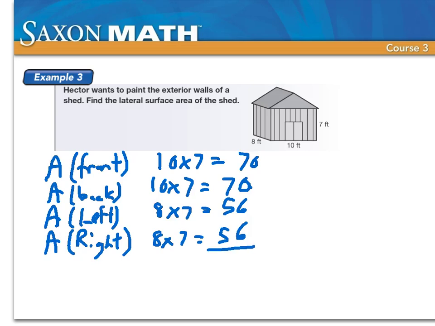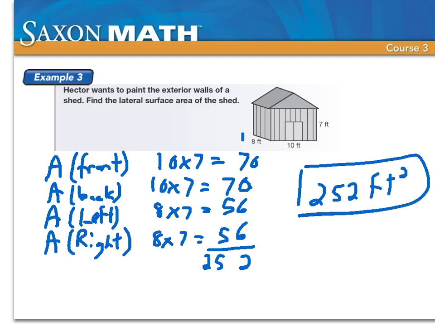So I'm going to add all those up. 6 plus 6 is 12. Carry the 1. 7 plus 7 is 14. Plus 1 is 15. Plus 10 is 25. So that's 252, and it's feet squared. So our label's in feet.